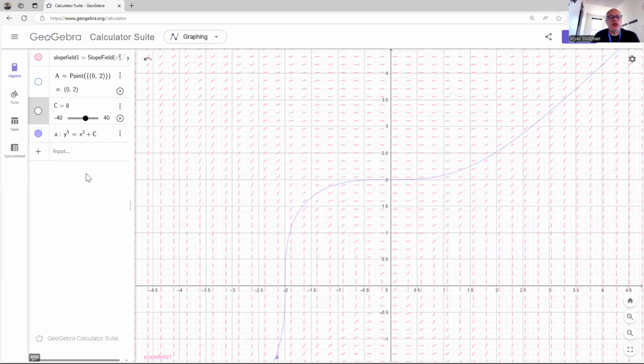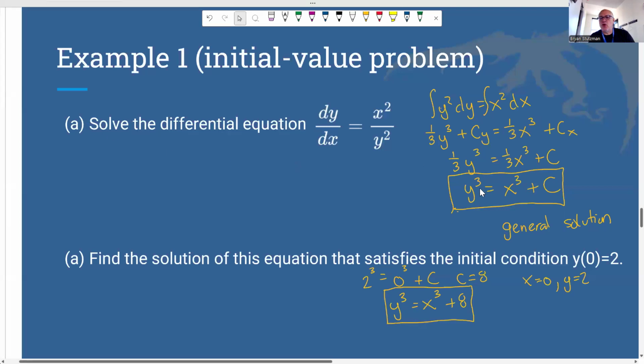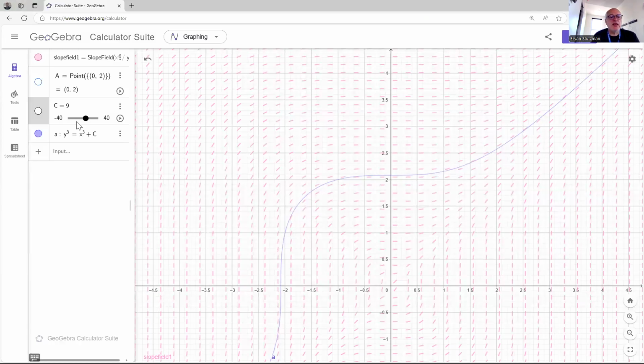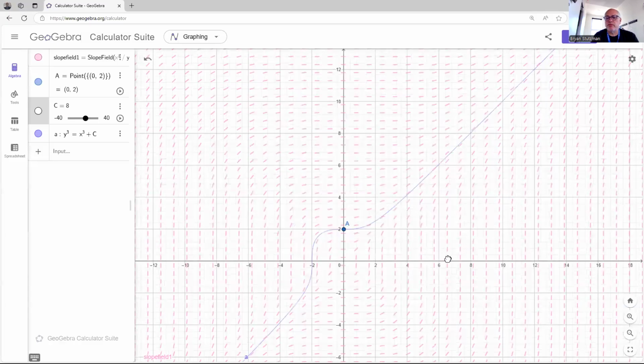So here is a solution for y cubed equals x cubed plus c, which is my arbitrary solution. And if I want to go through the point (0, 2), when c equals 8, which you can see on the left-hand side, it exactly goes through that point, and the slope matches x squared over y squared at any point on the curve.